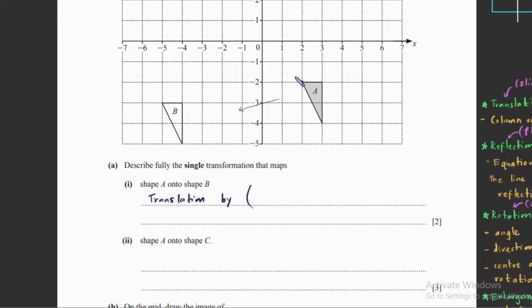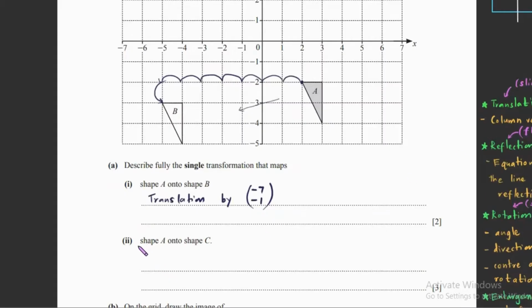This point here has moved 1, 2, 3, 4, 5, 6, 7 units to the left. And from there, we have moved 1 unit down. So 7 units and 1. But as it moved left, it will be -7. And as it moved 1 unit down, it's going to be -1. So this is how the column vector will be written.